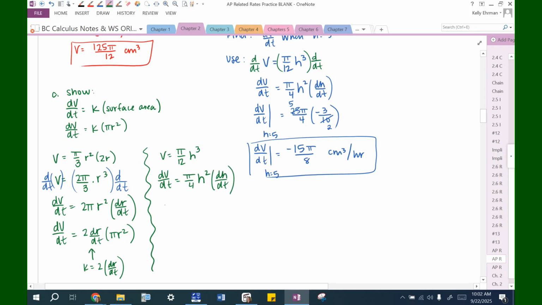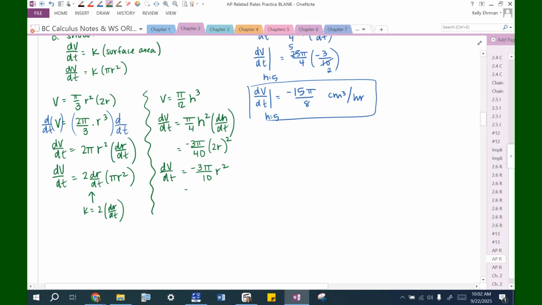Okay, so that's equal to, dh/dt was negative 3/10, so we've got negative 3 pi over 40. And then how about instead of h squared, we put in 2r, the quantity squared? So 4r squared over 40. So negative 3 pi over 10 r squared. This is probably better.